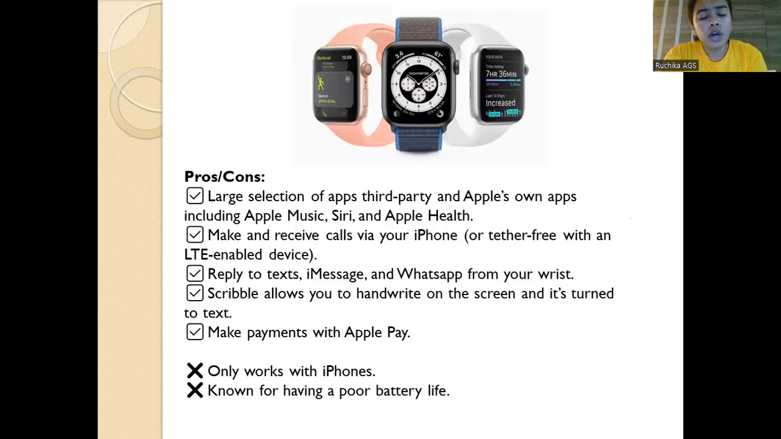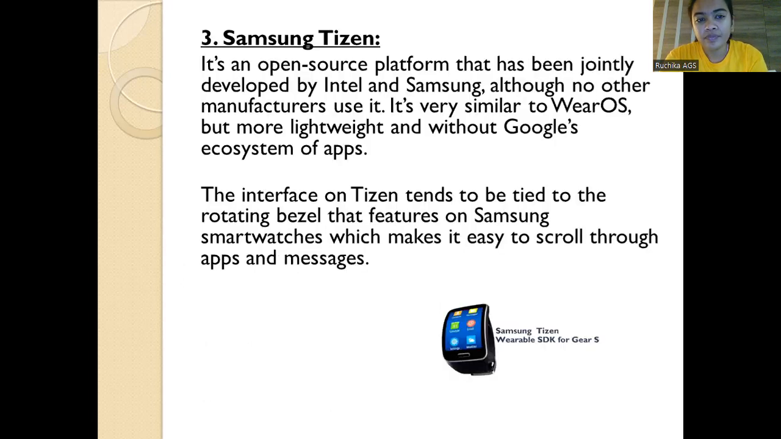The pros of the Apple Watch are the large selection of third-party apps, and Apple owns many apps like Apple Music, Siri, and Apple Health. You can make and receive calls via your iPhone, and you can reply to texts and iMessage, and you can use WhatsApp on your wrist. Scribble allows you to handwrite on the screen, and it turns it into text. You can make payments with Apple Pay. The cons are that it only works with iPhone and is known for having poor battery life.